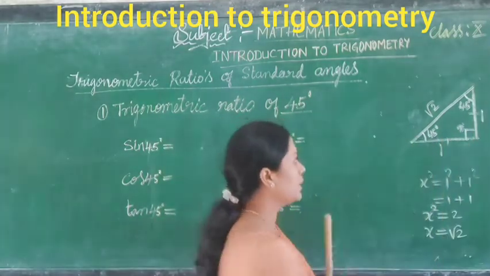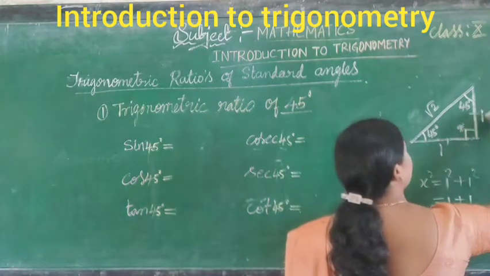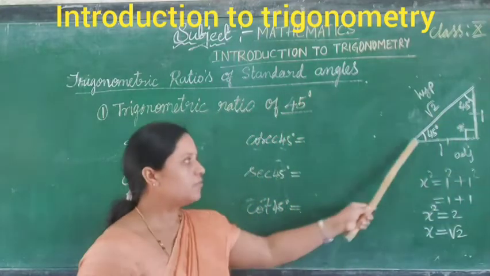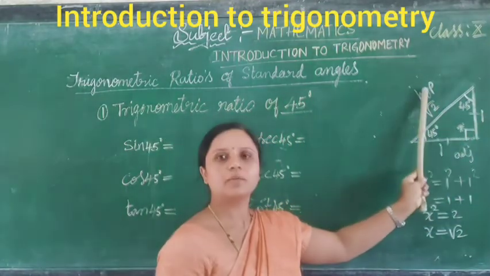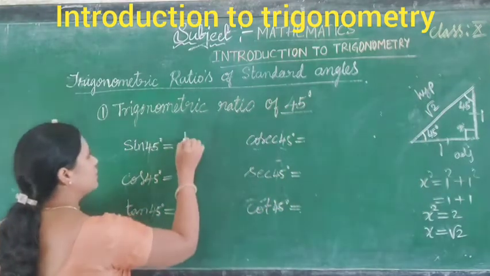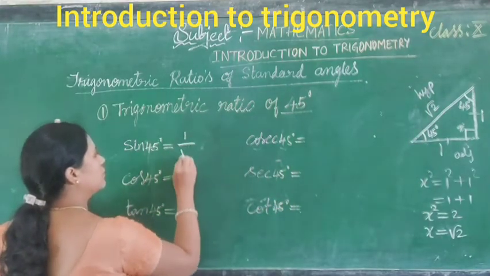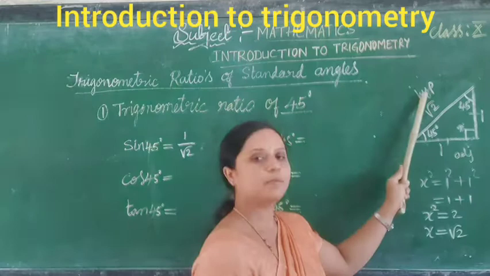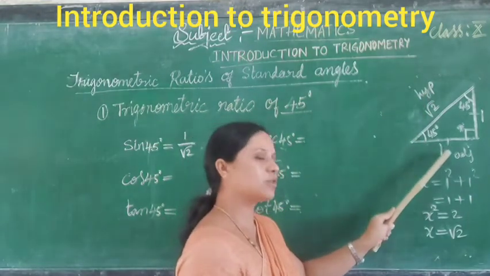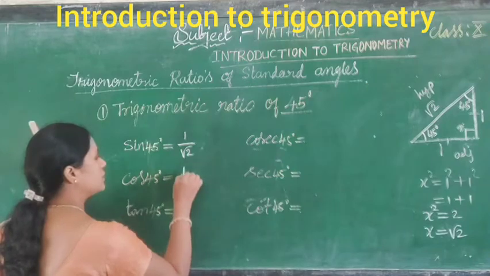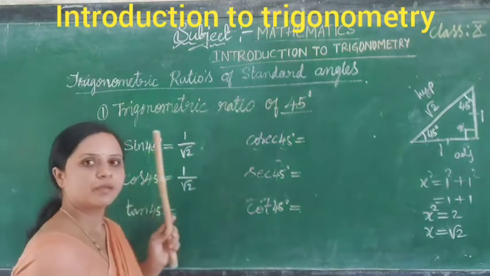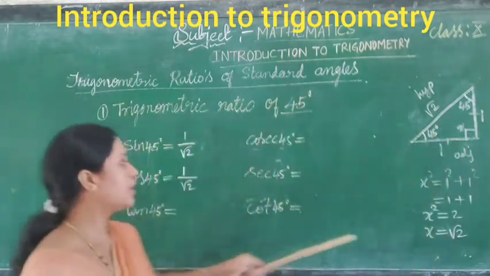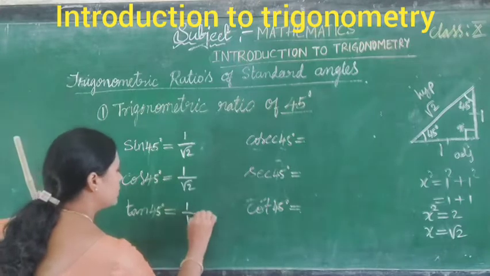So sin 45 means this is the opposite side. This is the adjacent side. This is the hypotenuse side. So sin 45 degree equal to opposite divided by hypotenuse, that is 1 by root 2. 1 by root 2. What is cos 45? Adjacent divided by hypotenuse. Adjacent side is also 1. That's why cos 45 degree is also 1 by root 2. What is tan 45? Opposite divided by adjacent. So 1 divided by 1, that is equal to what?